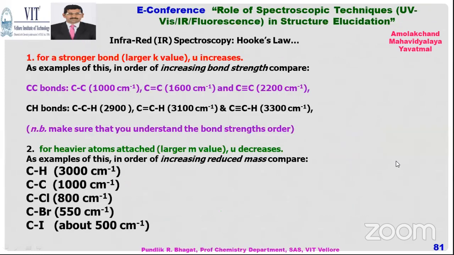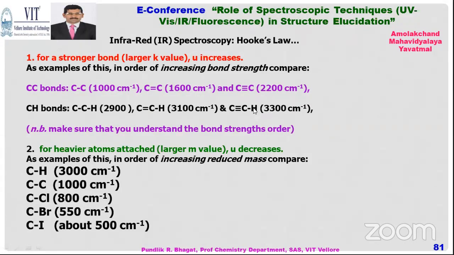Similarly, here another example I have given, carbon single bond, carbon double bond, and carbon triple bond. So here as the strength of the bond is increasing, frequency also will increase, because bond strength is increasing. Similarly, CH bond, here you will find, this is carbon single bond, here carbon double bond, and here carbon triple bond. So as you know, this is sp3 CH, this is sp2 CH, and this is sp CH.